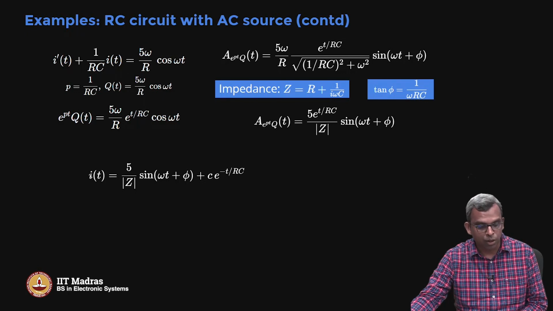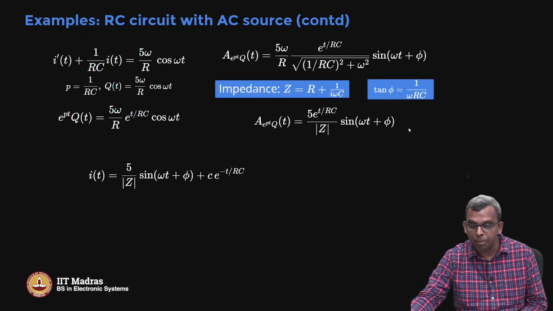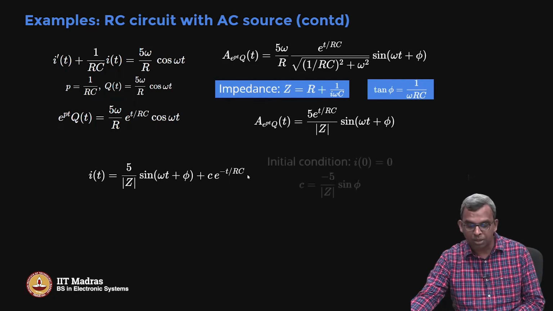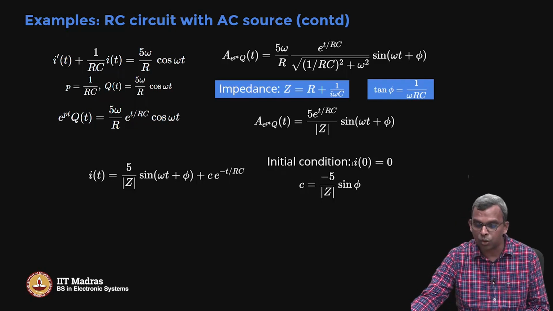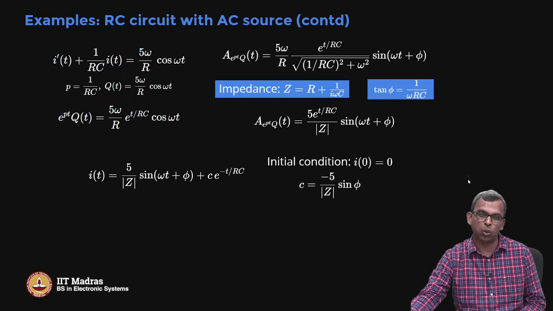Okay. So I of t now becomes V by Z sin of this, right. So this is the antiderivative multiplied by e^(minus pt). So if you multiply by e^(minus t by RC), this will cancel. So you just get V by Z sin(omega t plus phi) plus C times e^(minus t by RC). Okay. So now comes the question on the initial condition. Initial condition turns out for this circuit I of 0 is 0. Okay.